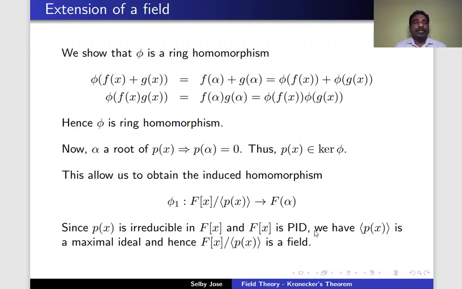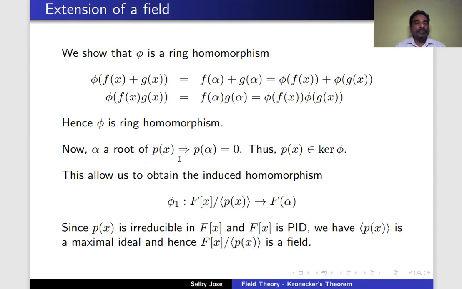So clearly we can show that φ is a ring homomorphism, because φ(f(x) + g(x)) by definition is the same as f(α) + g(α), which is equal to φ(f(x)) + φ(g(x)). Similarly φ(f(x)g(x)) is the same as f(α)g(α), which is equal to φ(f(x))φ(g(x)). Therefore φ is a ring homomorphism.